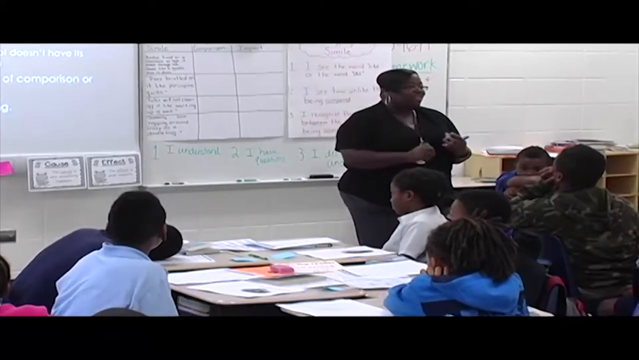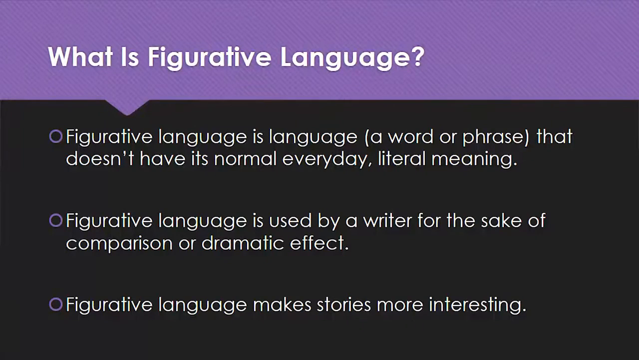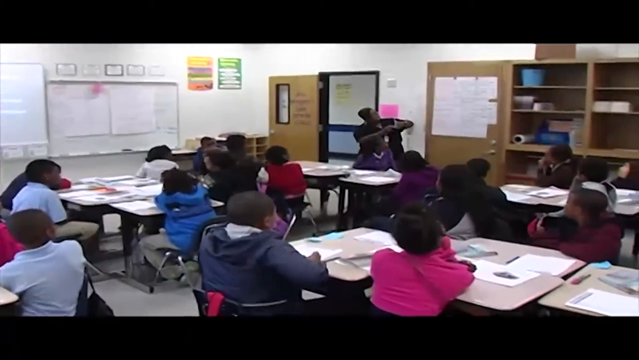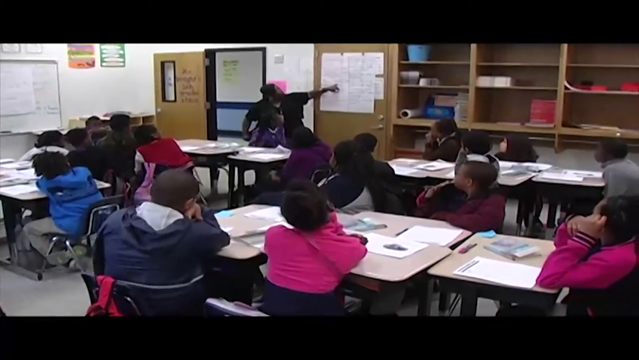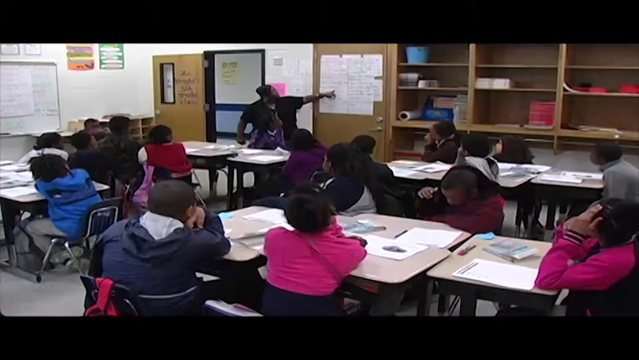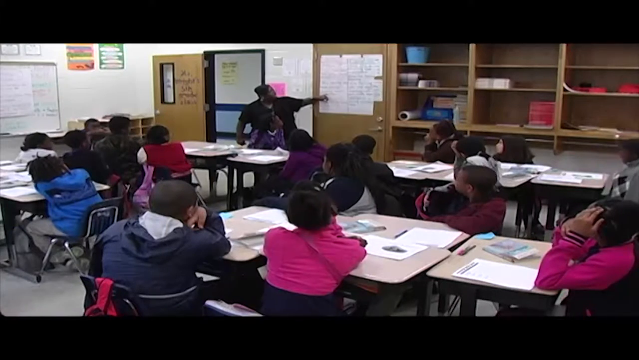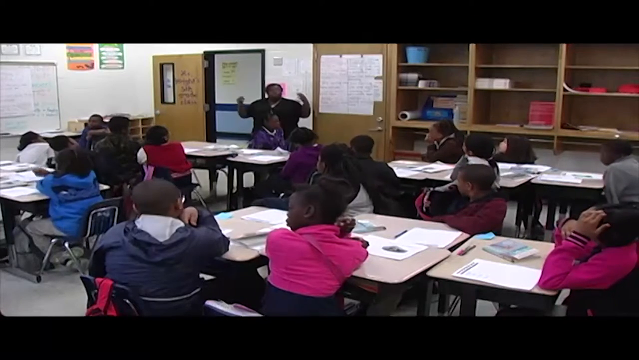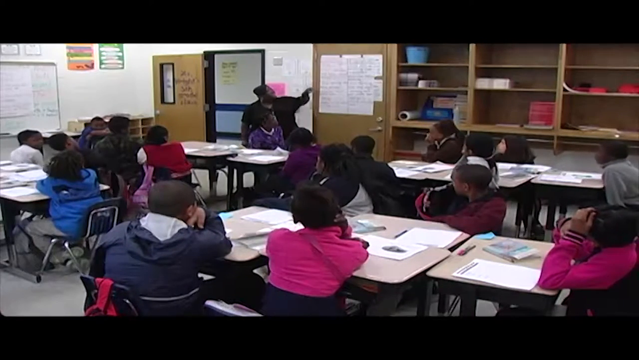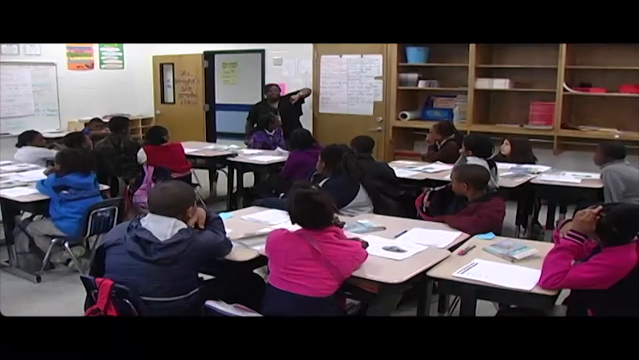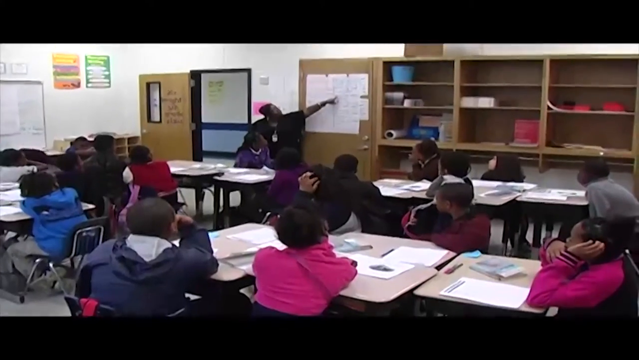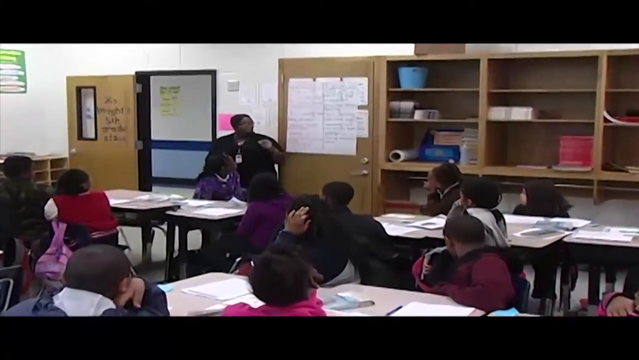Everybody has heard about figurative language, so let's do a quick review. Figurative language is a word or phrase that doesn't have its everyday literal meaning. I want you to pay attention to this chart right here. So, if I say it's raining very hard outside, that literally means that this is happening. So I can look out the window and I can see it actually raining really, really hard. That's the literal meaning, okay? But figurative is when words are used with a meaning that is different from the basic meaning.